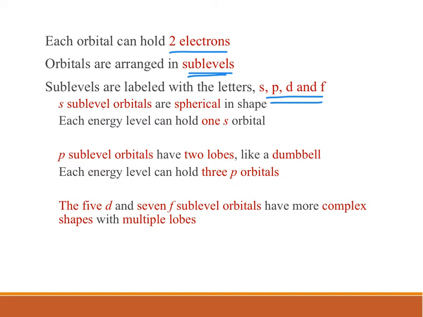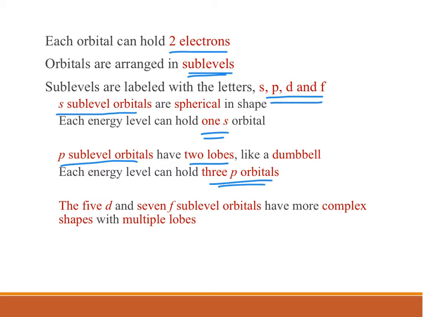Each of these orbitals in the different sublevels has a different shape. As I already mentioned, the s sublevel orbitals are spherical in shape. They're like a ball. Each energy level only has 1 s orbital. So there's a 1s orbital on the first energy level, another s orbital on the second energy level, and an s orbital on the third energy level, but there's only 1 of them. The p sublevel has these two lobes. Some people say they look like a dumbbell, and each energy level can hold 3 p orbitals.